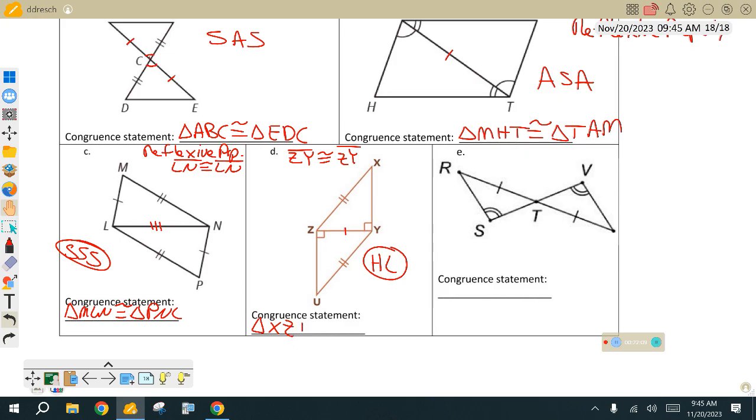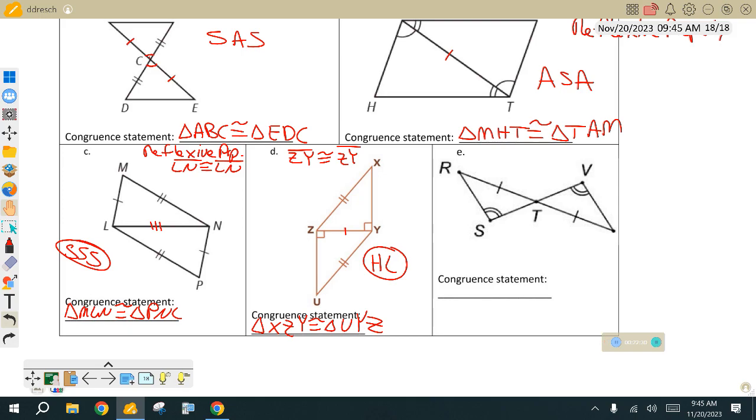XZY. Very nice. Okay. And if you name XZY, X is going to go with what? Yep, U, and Z is going to go to where? Y, I think, and then Y is going to come back to Z. Okay.